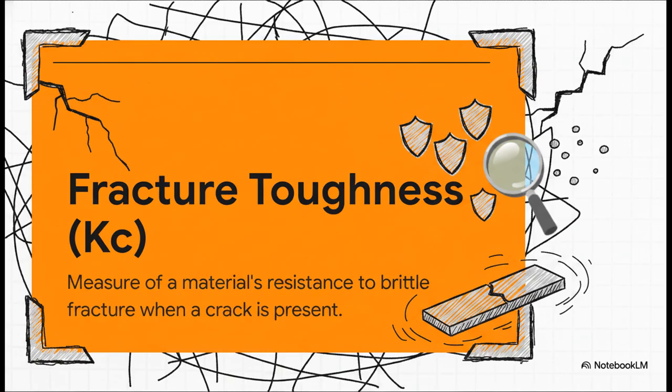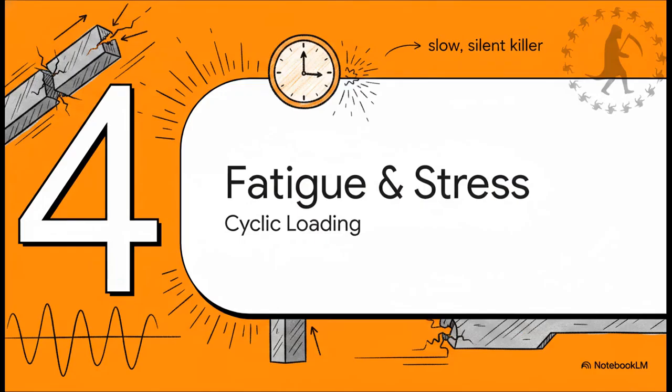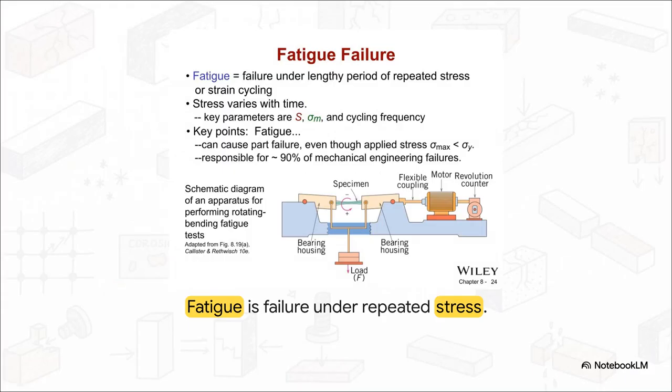Moving right along to Section 4, Fatigue and Cyclic Stress. If brittle fracture is the sudden assassin, fatigue is the slow, repetitive killer. The crazy thing about fatigue is how insidious it is. Even if your applied maximum stress stays perfectly and safely below the material's yield strength, lengthy, repeated stress cycling will eventually break it. To predict this, engineers use SN curves, which plot the stress amplitude against the number of cycles to failure.